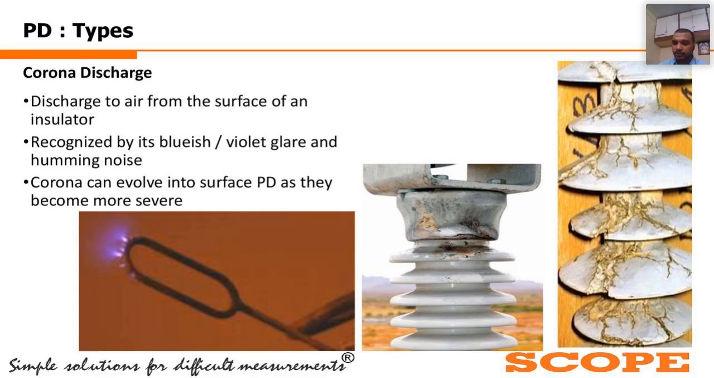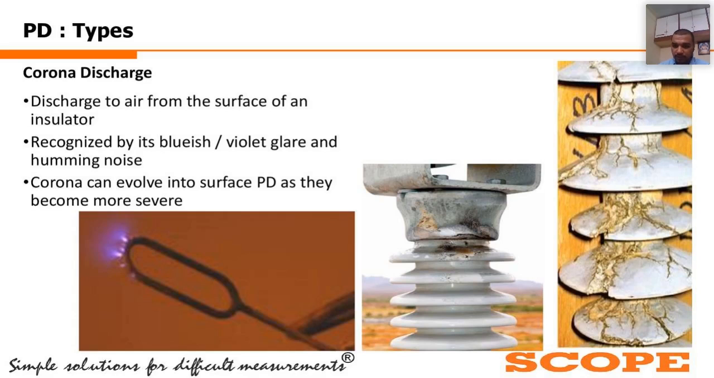At those particular points, the electric stress increases beyond the dielectric voltage strength of that particular insulation in that area. And then these discharges from the surface of the conductor to the air start to happen. They are generally recognized by their bluish or violet glare, as you can see, and the humming noise that comes out of it. These discharges turn into surface PD as they become more severe.